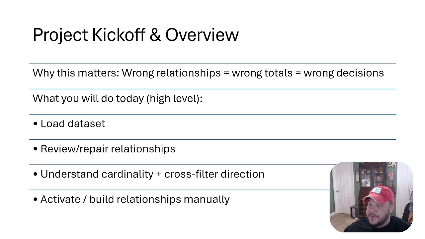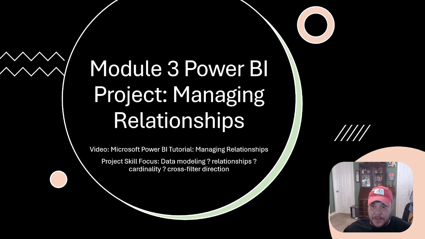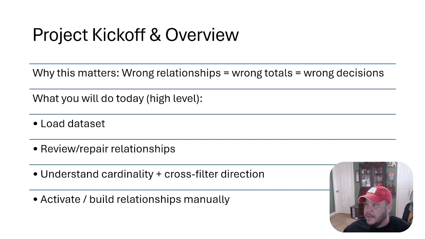Now, our learning targets: we're going to focus on explaining what a relationship does in Power BI. We're going to identify a one-to-many, many-to-many, and one-to-one. We're going to choose the right cross-filter direction. And we're going to fix relationships so your visuals calculate correctly. If you can do these four things, you're ahead of most beginners. And honestly, you're really ahead of most people who claim they know Power BI.